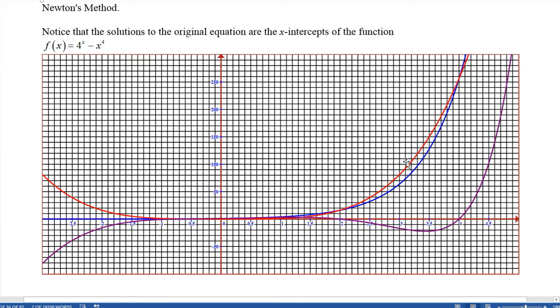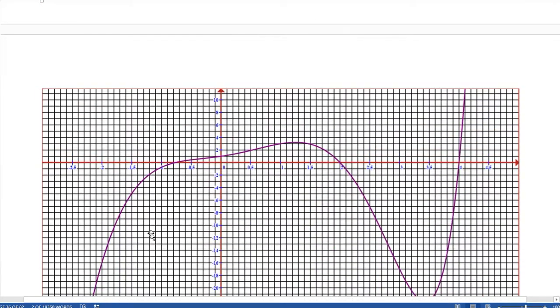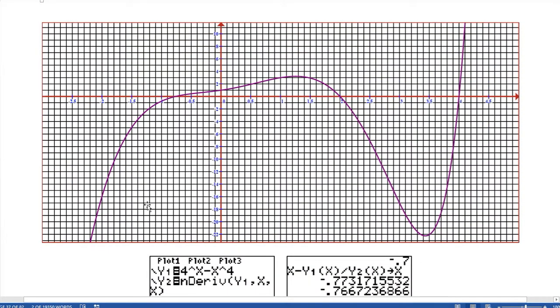Let's just get rid of the original functions. So let me say this first: where the original functions cross each other is where this new function crosses the x-axis. So let's zoom in to a slightly different window and look at just that function, and sure enough, there it is crossing at 4, at positive 2, and then somewhere in here around negative 0.7-ish. Looking at my scale here, it's negative point something anyway. So I'm going to take my initial guess to be negative 0.7.